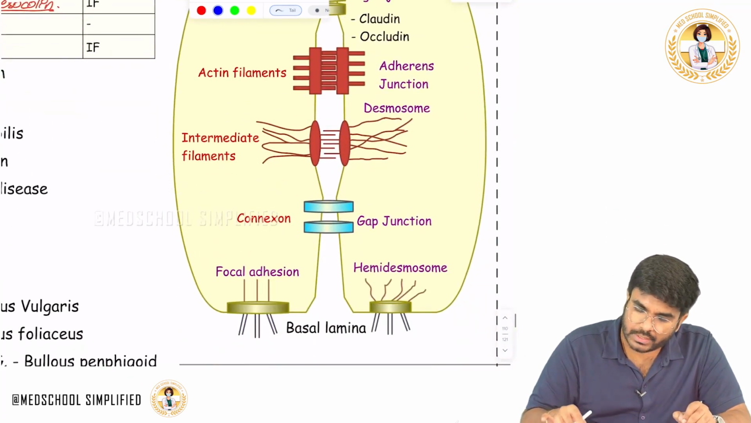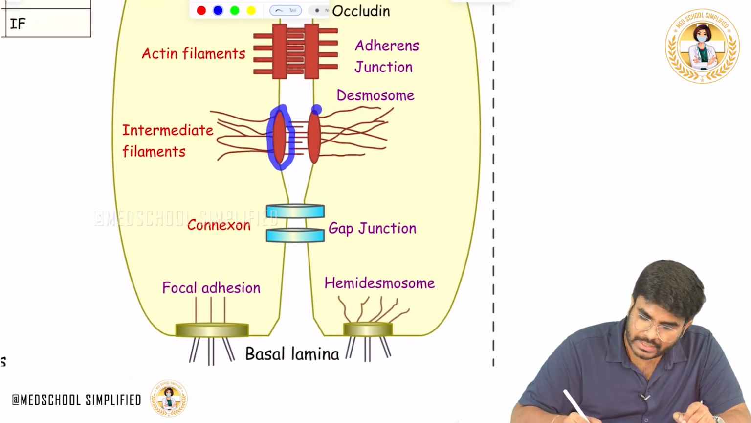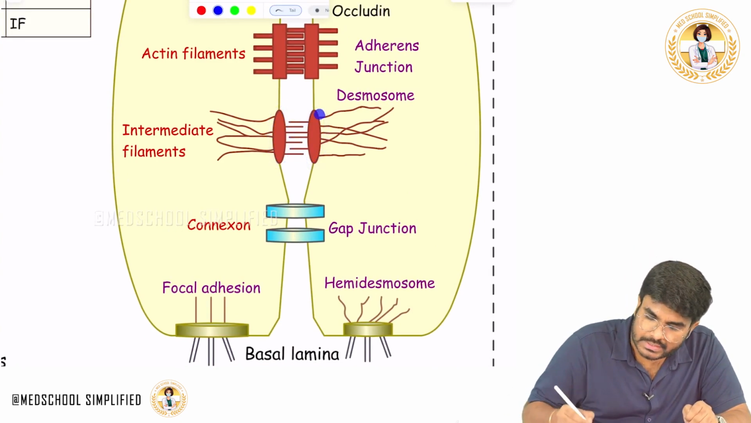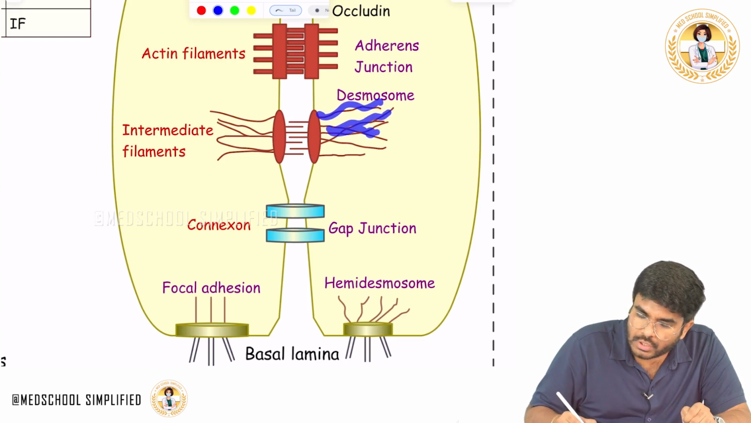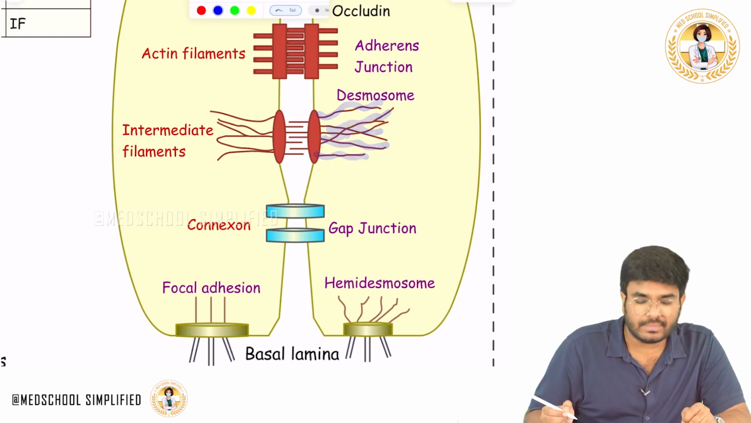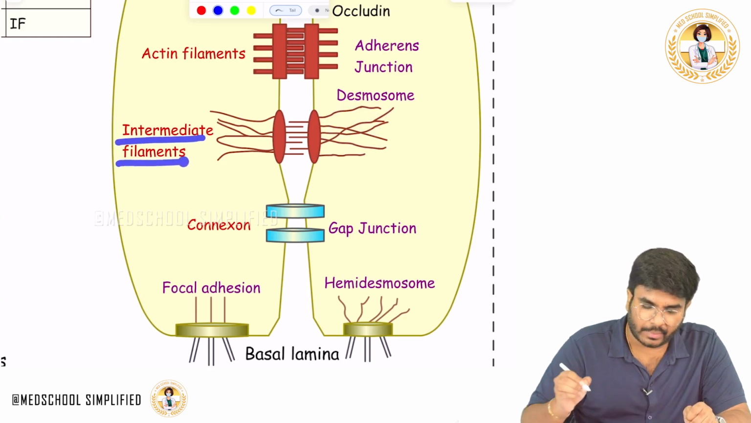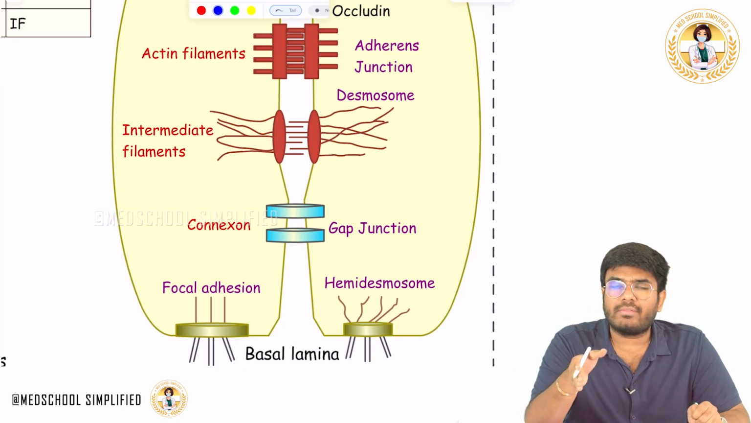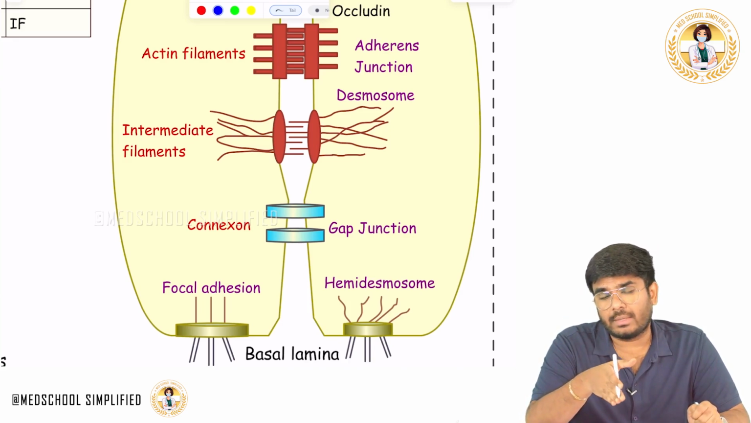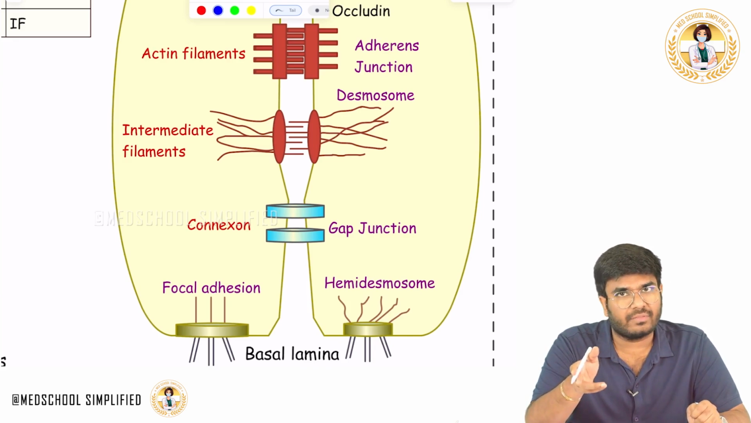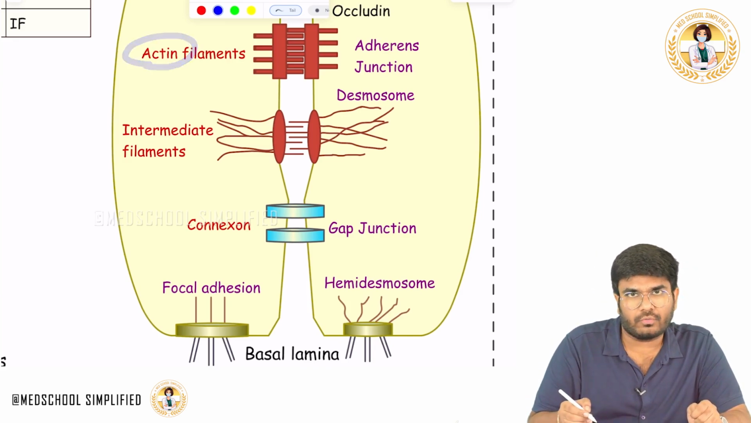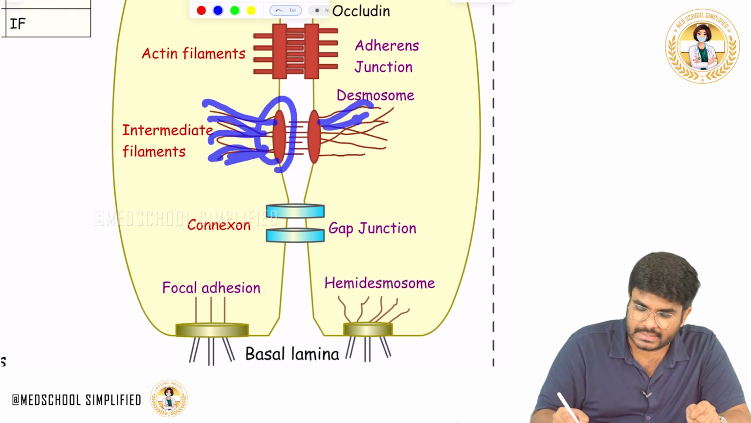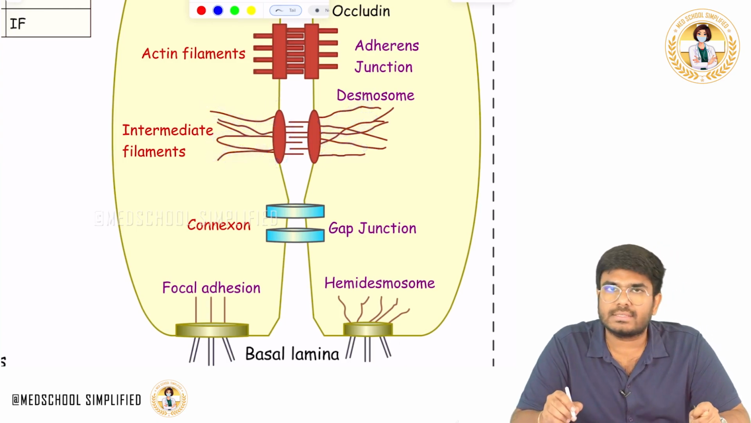So let me show you the desmosomes. Look here, guys. Here is a desmosome, a desmosomal protein. Within the cell, these desmosomal proteins are also attached with cytoskeletal filaments. Which cytoskeletal filaments? Intermediate filaments. Inside your cells you have different types of cytoskeleton: microtubules, microfilaments, and intermediate filaments. Actin is an example of a microfilament. These desmosomes are attached with intermediate filaments inside the cell.